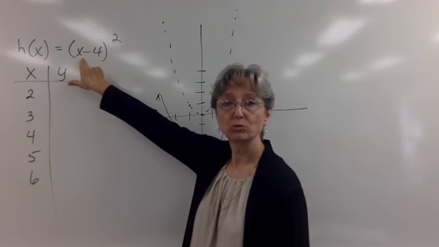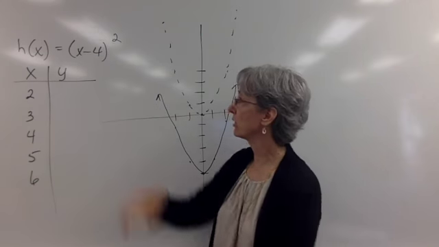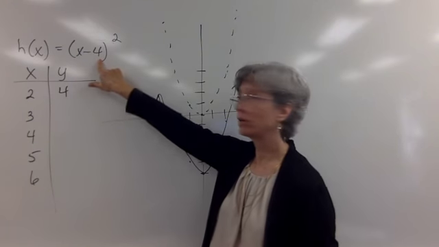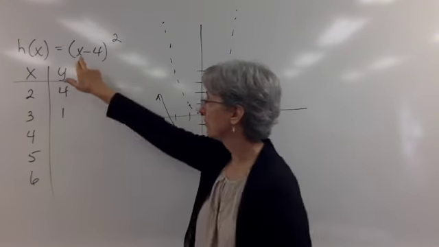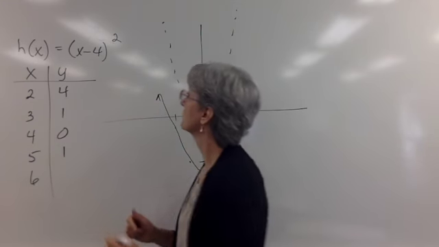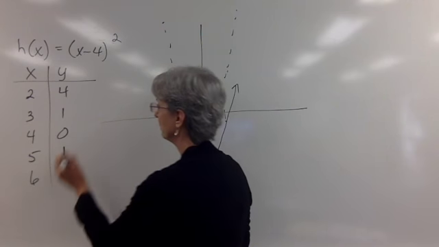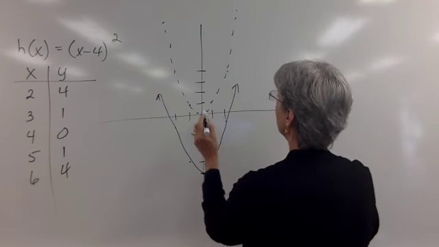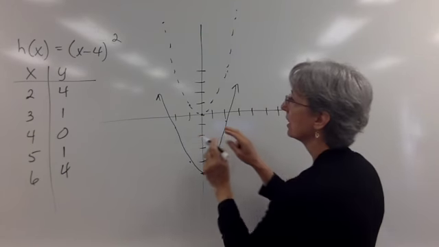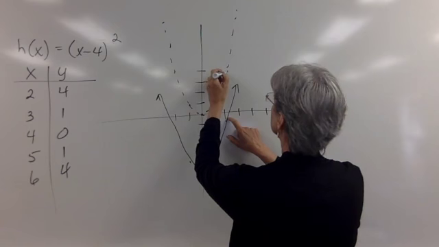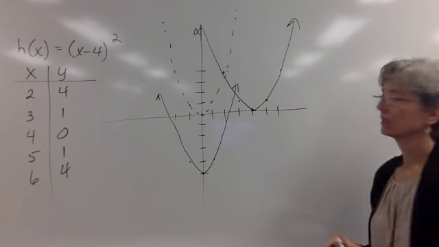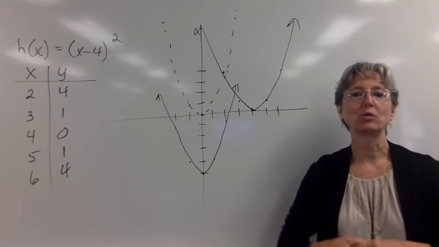If x is 2, 2 minus 4 is negative 2, that squared would be 4. If x is 3, 3 minus 4 is negative 1, that squared is 1. If x is 4, well that's 0. 4 minus 4 is 0. 5 minus 4 is 1. 6 minus 4 is 2. 2 squared is 4. Okay, so now our points are, okay, 1, 2, 3, 4, 5, 6. We have 2, 4. And look how it shifted it to the right.